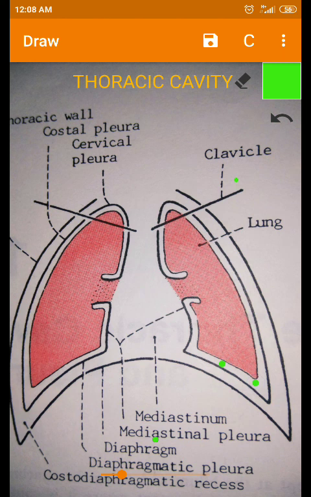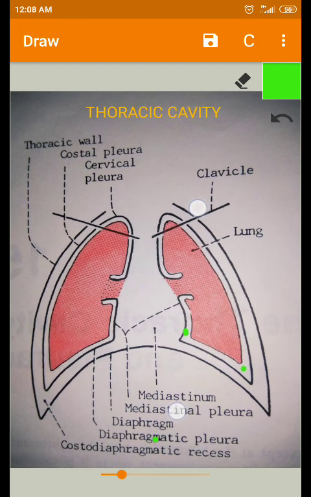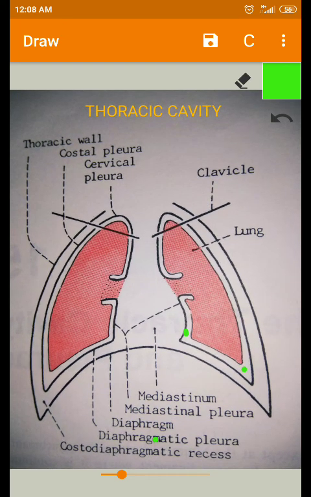What is that condition called? Hemothorax. If some pus is accumulated in this space, then such condition is called empyema. What do you call? Empyema. So this is about the pleura as a whole. Now we will see the individual layers.